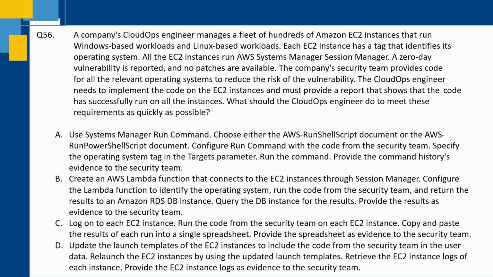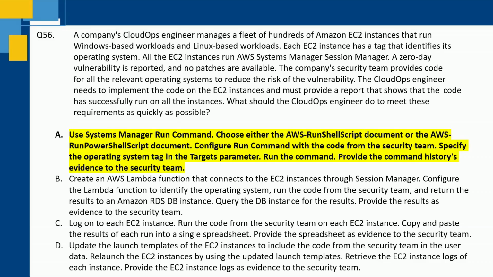Now friends, AWS Systems Manager Run Command is designed to run scripts or commands at scale across Windows or Linux EC2 instances. You can target instances by tags. In this case, it will be the operating system tag. Choose the right SSM document, which is AWS-RunPowerShellScript for Windows and AWS-RunShellScript for Linux. It provides a built-in execution history and logs for auditing or compliance, which can be exported to share with the security team.